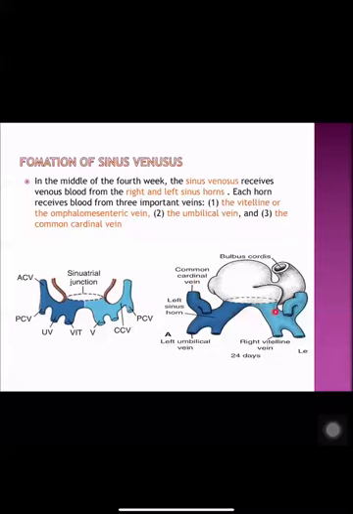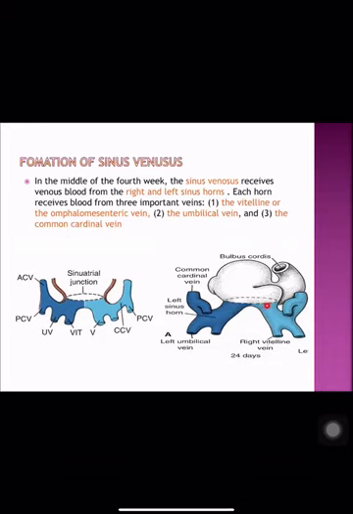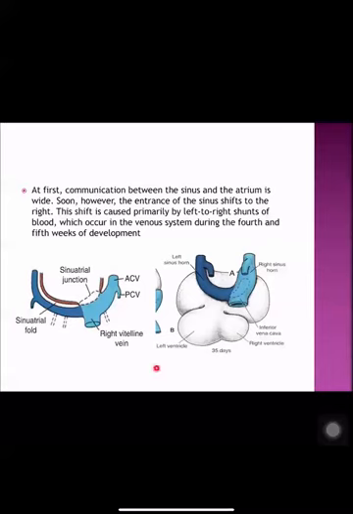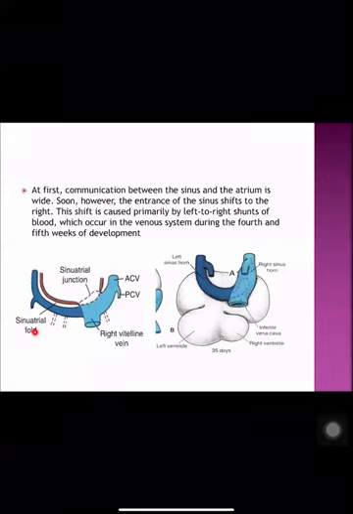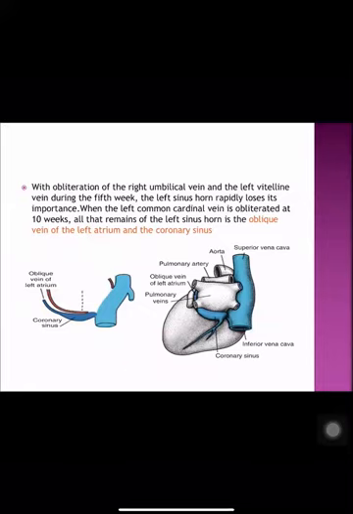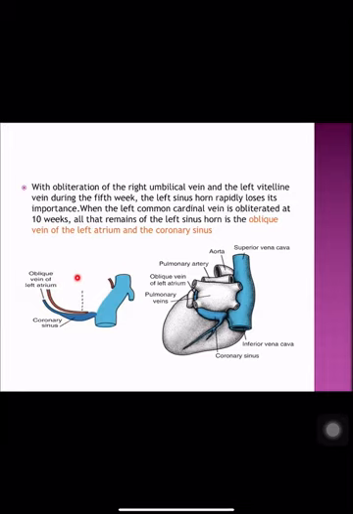Now, initially, the junction of the sinus venosus with the atrium is wide and central. What will happen later is that we will have a shunt of the blood from the left to the right side, which occurs in the venous system at about the 4th or 5th week. This will cause this opening to shift toward the right side. At the same time, it will cause degeneration of the left sinus horn, with obliteration of the left vitelline vein during the 5th week and the common cardinal vein during the 10th week.